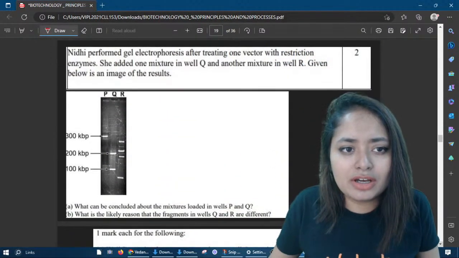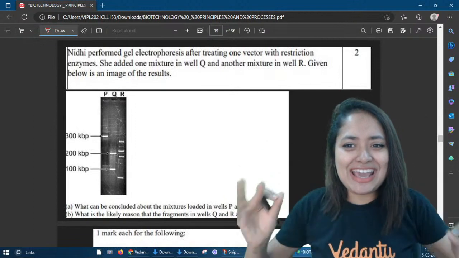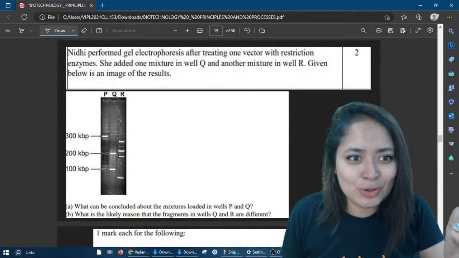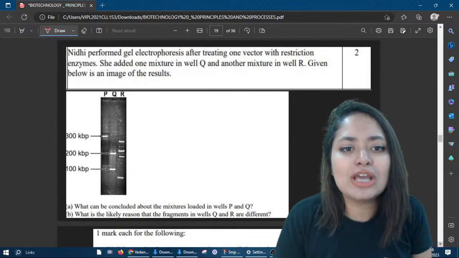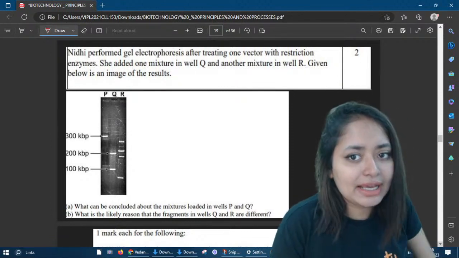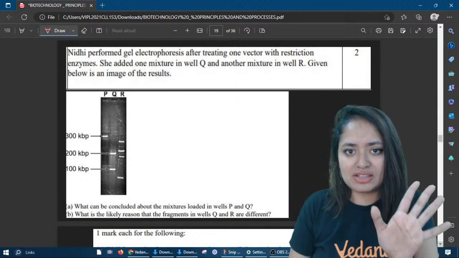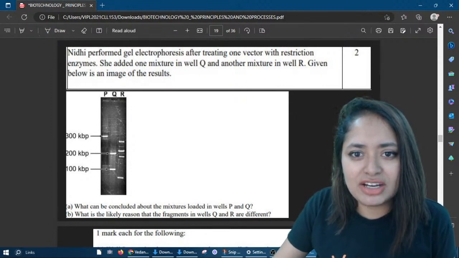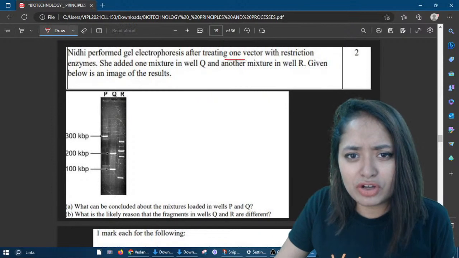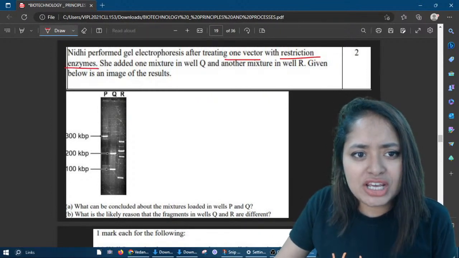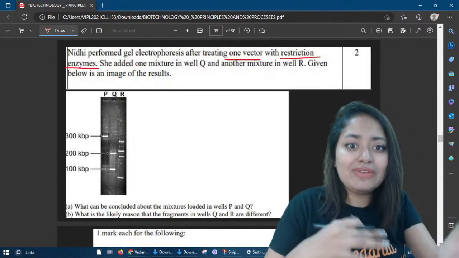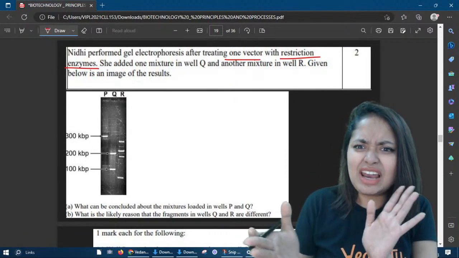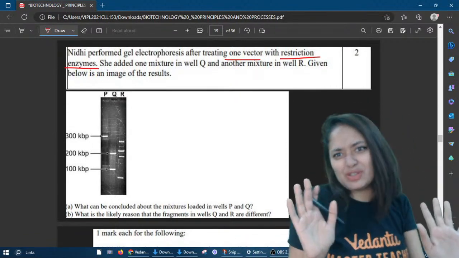Come on, here is the next question, children. Case study question, two marks question. Case study, two marks. Nidhi performed gel electrophoresis after treating one vector with restriction enzyme. She has only one vector and she has treated it with restriction enzymes. Okay, good for her. She added one mixture in well Q, and another mixture in well R. Given below is an image of the result.